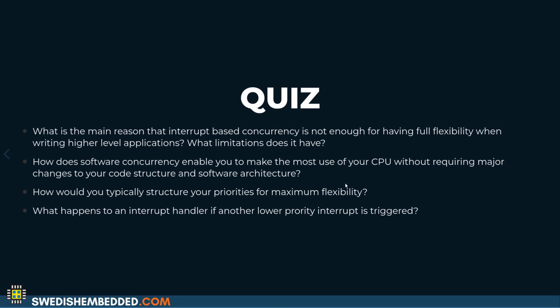But before we do that, let's check your understanding of this module. So what is the main reason that interrupt-based concurrency is not enough for having full flexibility when writing higher-level applications? What limitations does it have? How does software concurrency enable you to make the most of your CPU without requiring major changes to your code structure and software architecture?